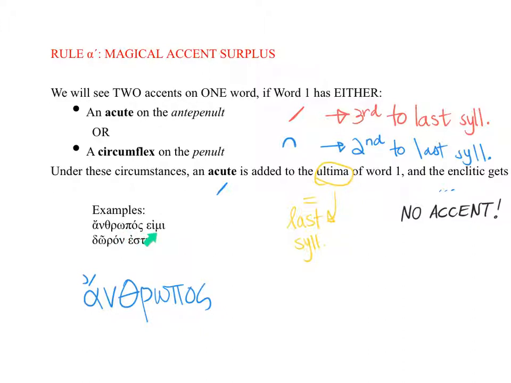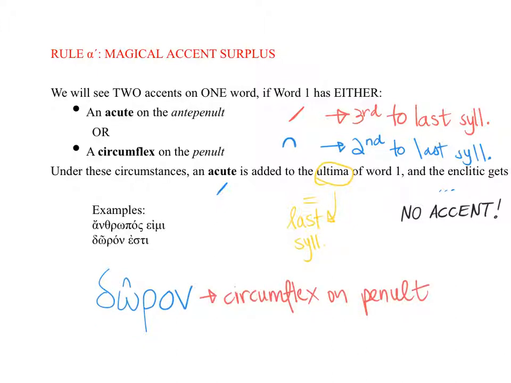Let's look at the second example. Douron esti. Douron is normally spelled like this. This is the ultima, this is the penult, and this is the circumflex. So we have a circumflex on the penult. This meets the conditions of Rule Alpha, magical accent surplus, because there's a circumflex on the penult of word one, and it's followed by an enclitic.